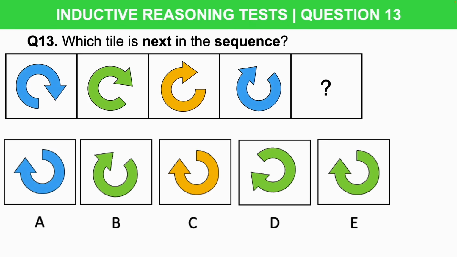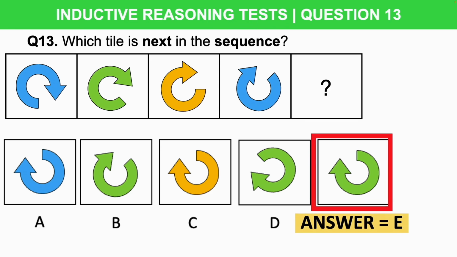So let's try and work out the colour pattern. It starts with blue, then goes green, then goes yellow. Then it's back to blue, so we can assume it should be green next, which would give us answer option E. So the correct answer is answer option number E.